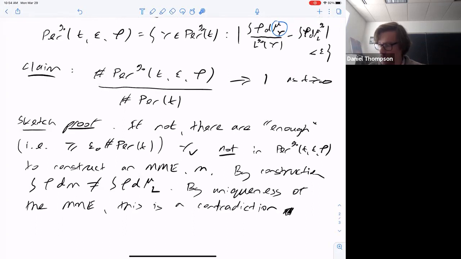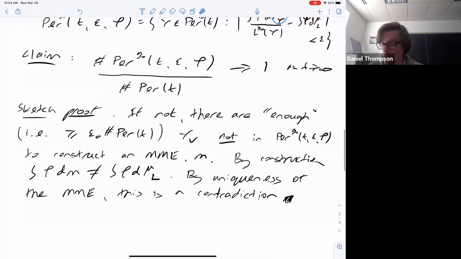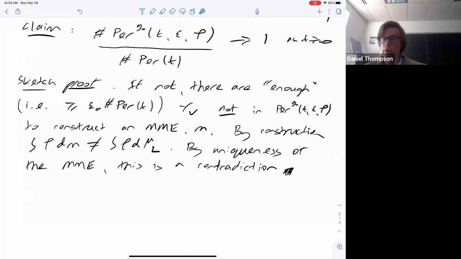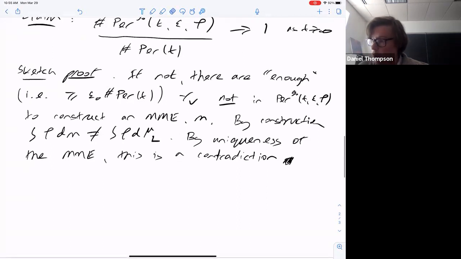Okay, so this is a nice trick. This can be used in various other places too. But we've got for a full proportion of the periodic orbits, the averages of a function along the orbit come very close to the Liouville measure. Okay, so again, we've reduced to the periodic orbits. This is a very typical trick.